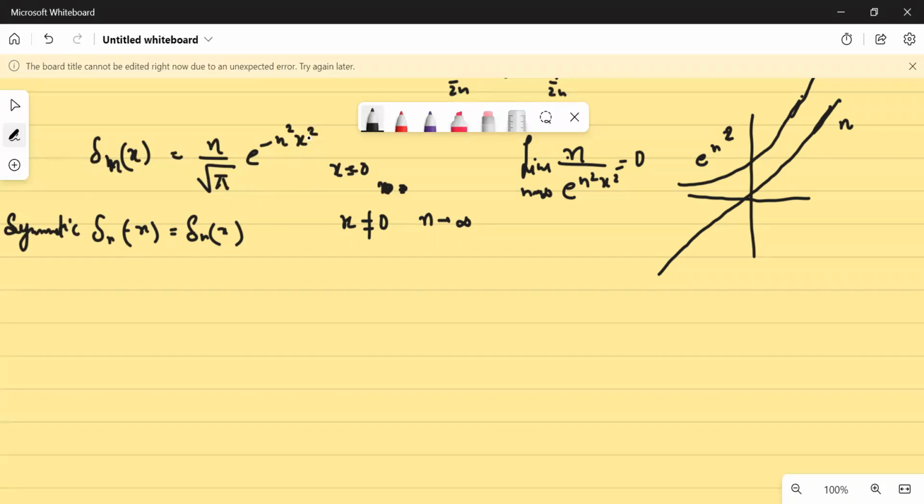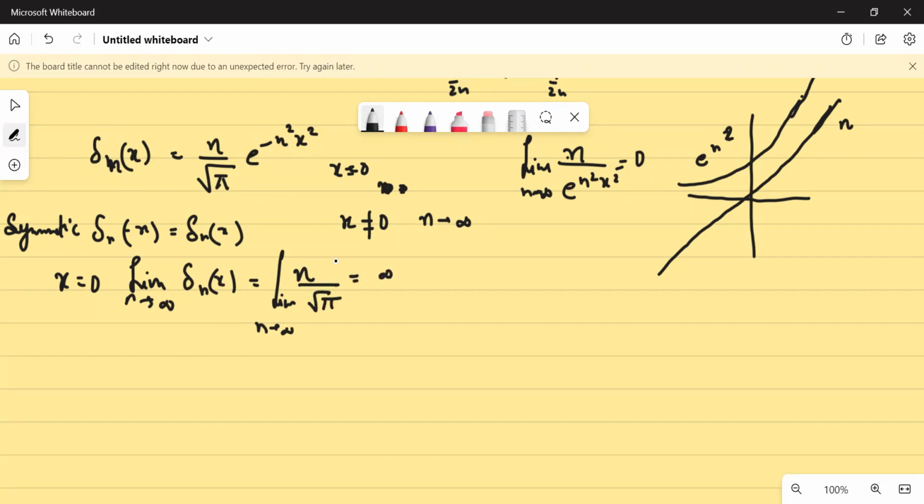Also, it shows a peaking behavior at x equal to 0. How do you see that? So let me write x equal to 0. And if I take a limit of this particular delta n x, what would I get? It is nothing but the limit as n tends to infinity of n upon root pi, because this is e raised to power 0, and e raised to power 0 is 1. So this will be equal to infinity.